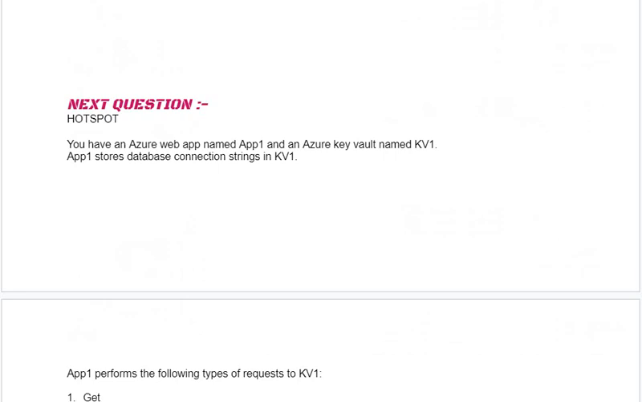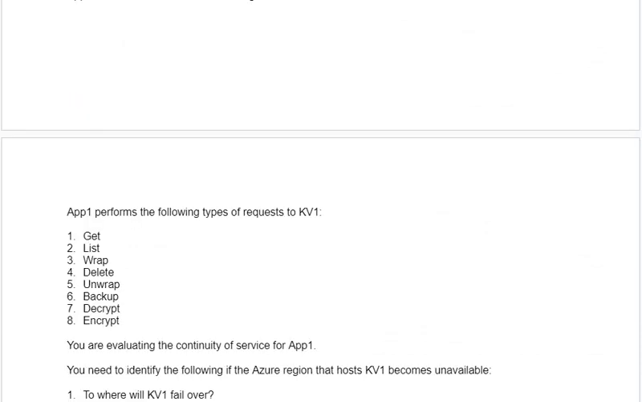Next question is, you have an Azure web app named App1 and an Azure Key Vault named KV1. App1 stores database connection strings in KV1. App1 performs the following types of requests to KV1. First, get. Second, list. Third, wrap. Fourth, delete. Fifth, unwrap. Sixth, backup. Seventh, decrypt. Eighth, encrypt. You are evaluating the continuity of service for App1.